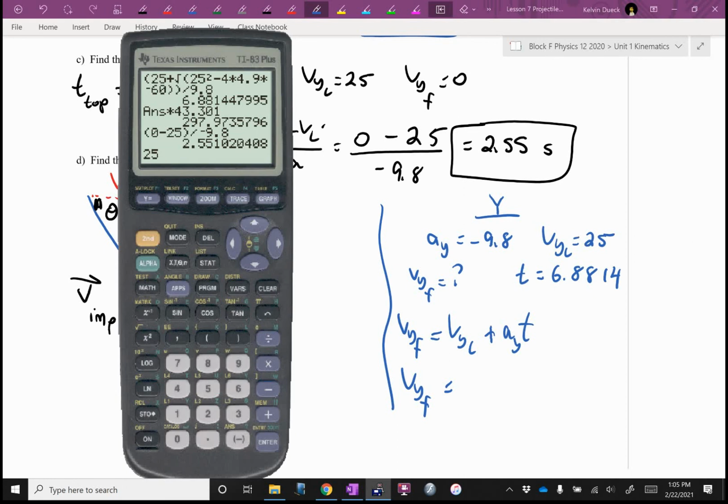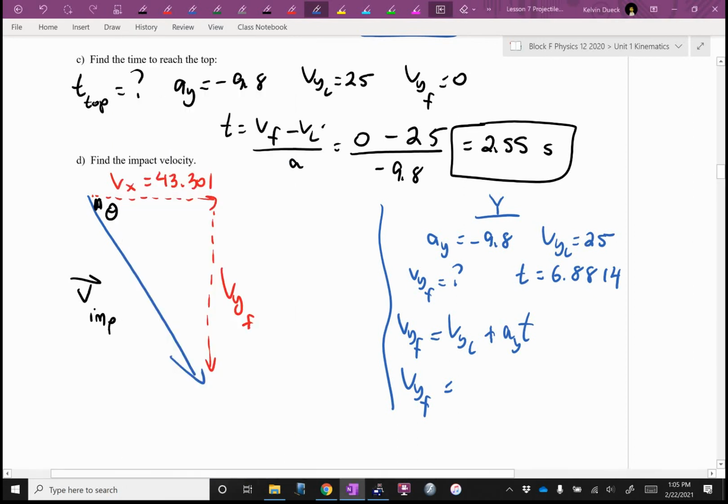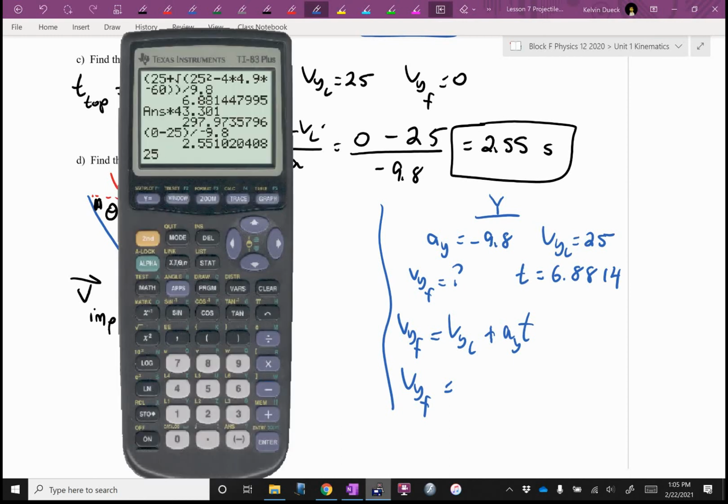Okay. Now, another follow-up question. I might have said, what's the velocity after 1 second? I know it reaches the top after 2.55. After 1 second, I know it's still on the way up. I would have got a positive Vy when I solved for that, and I would know it's on the way up. We'll do one like that later. But for now, 25 plus negative 9.8 times 6.8814. Double check for typos.